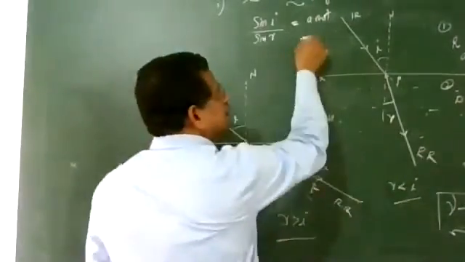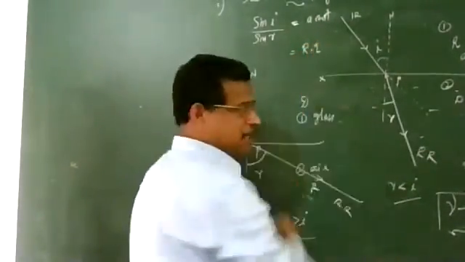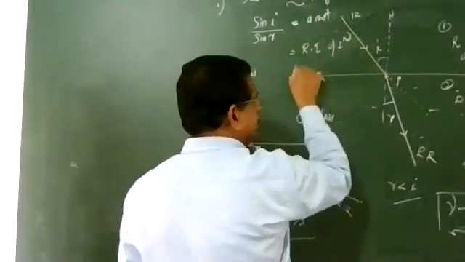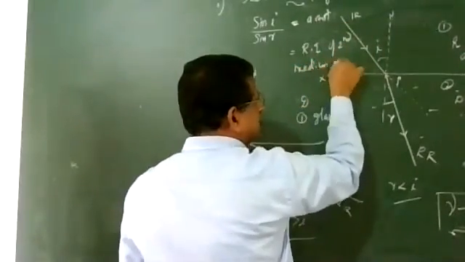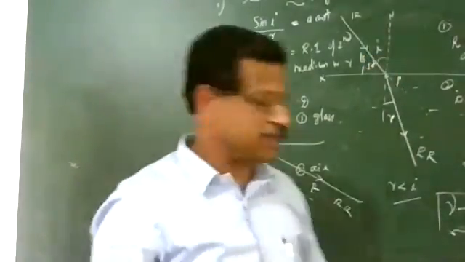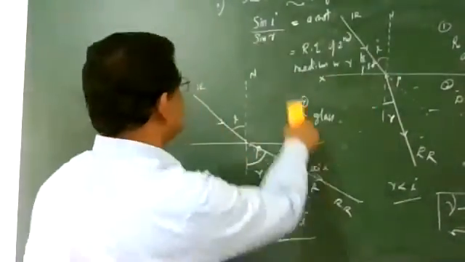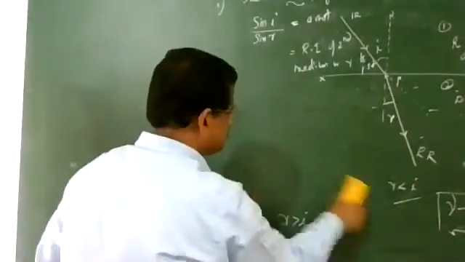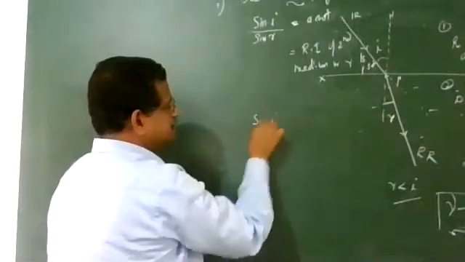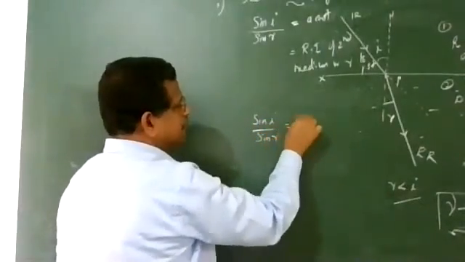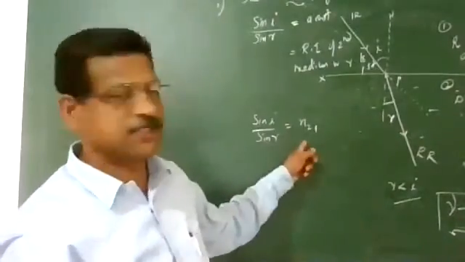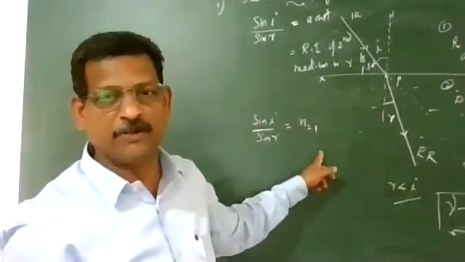It's called refractive index, I am writing as RI, refractive index of the second medium with respect to the first medium. That is sin i by sin r, and we write this as n21, the refractive index of the second medium with respect to the first one. It is called refractive index.